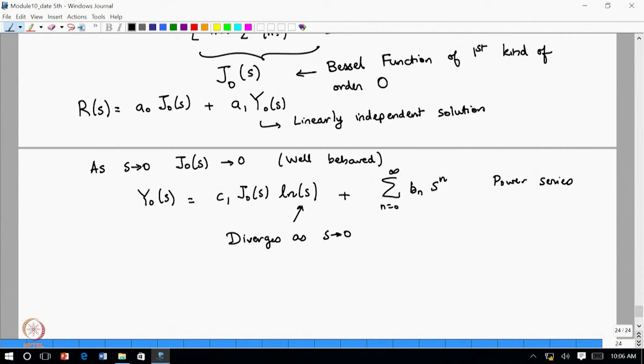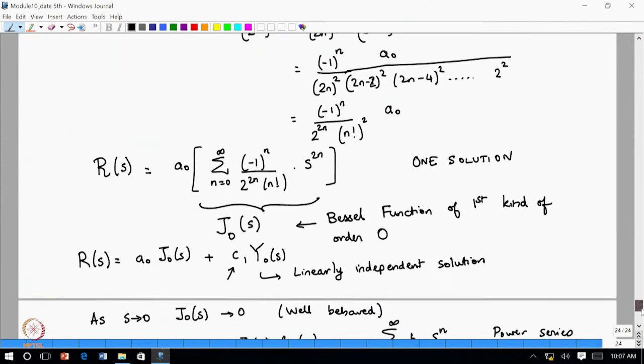So, if you want R of s to be well behaved as s tends to 0, then we have to set A 1 equal to 0. We have to set this coefficient to go to 0. I should not call it A 1, maybe I should call it something like C 1, some other constant. So, it is a linear combination of these two linearly independent solutions. So, for the problem of interest that we have, R of s equal to a 0 J 0 of s.